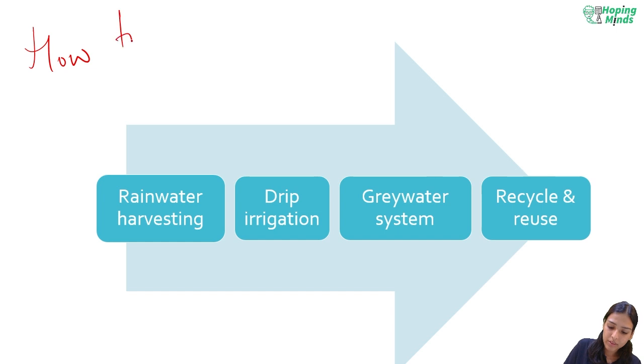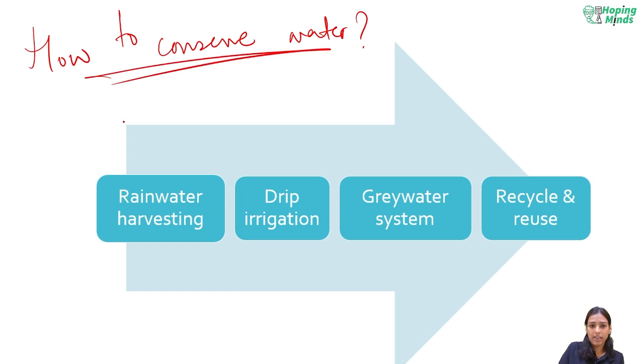And now that we know why we need to conserve water, let's go on to how to conserve water. There are various techniques: rainwater harvesting, drip irrigation, greywater system, recycling and reusing water.